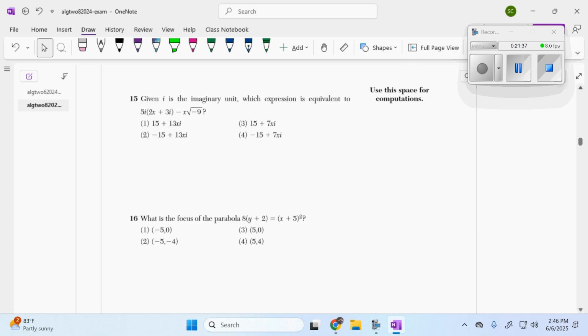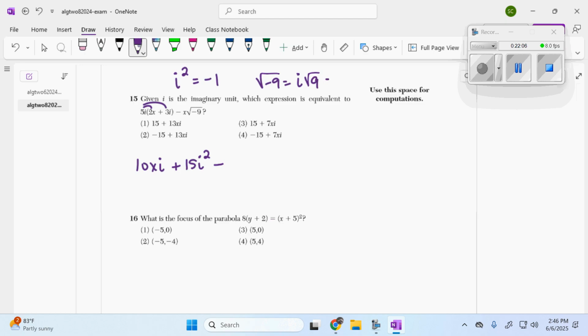Number 15 has us doing some algebra here with i. Remember, i squared, the imaginary unit squared, is always -1. That's probably going to come up here, but let's see. If I do some distributing, I'm going to get 10xi plus 15i squared, minus the square root of -9, which becomes i square root of 9, and we know the square root of 9 is 3, so that's equivalent to just 3i, times x, and we get 3xi.